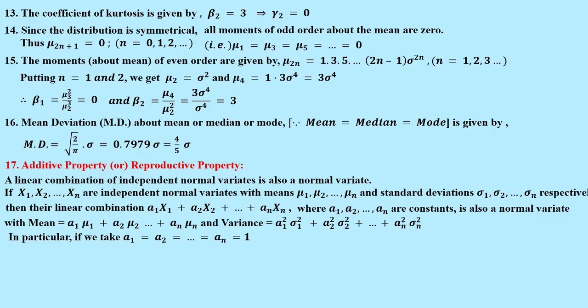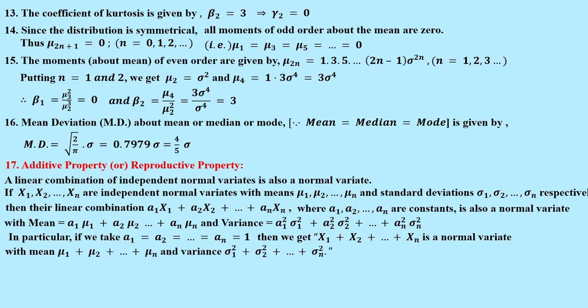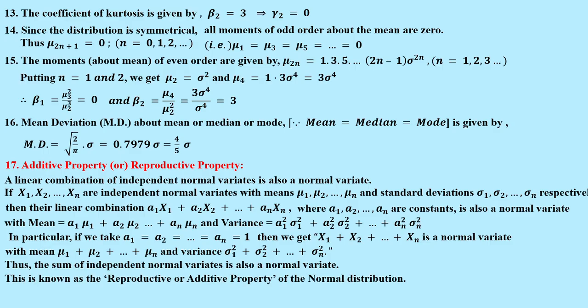In particular, if we take a1, a2, all equal to 1, then we will get x1 plus x2 etc. plus xn is a normal variate with mean mu1 plus mu2 plus etc. plus mu_n, and variance sigma 1 square plus sigma 2 square plus etc. plus sigma n square. Thus the sum of independent normal variates is also a normal variate.